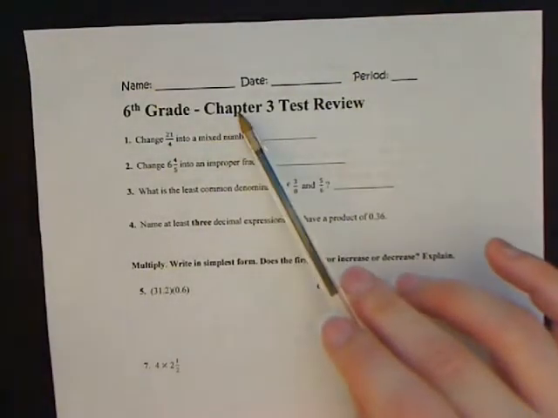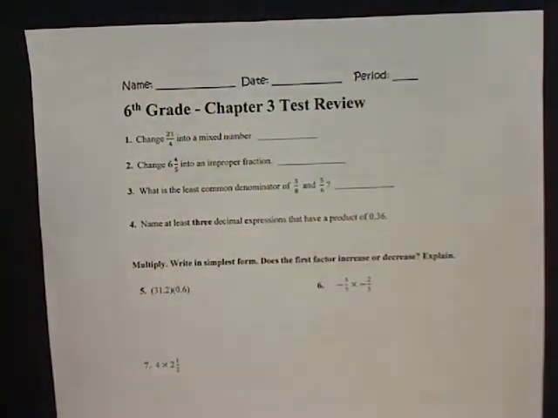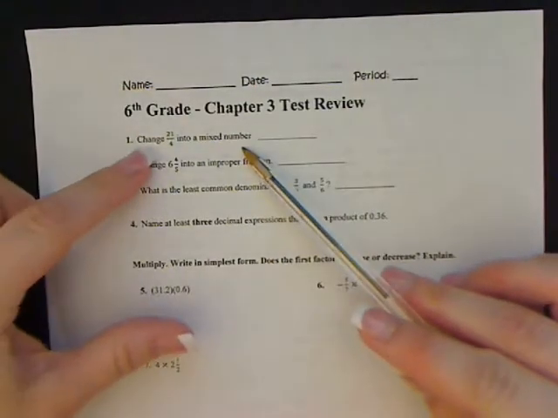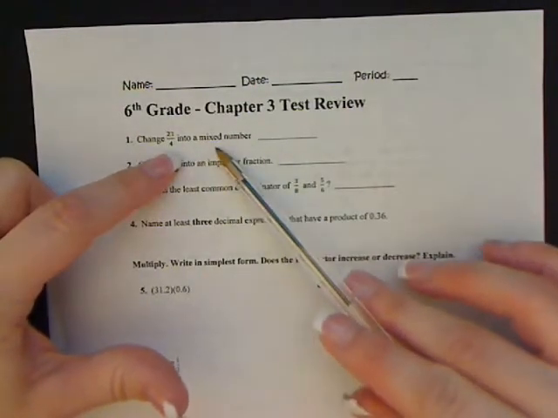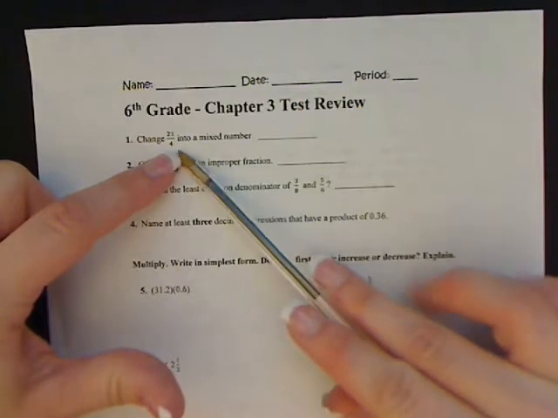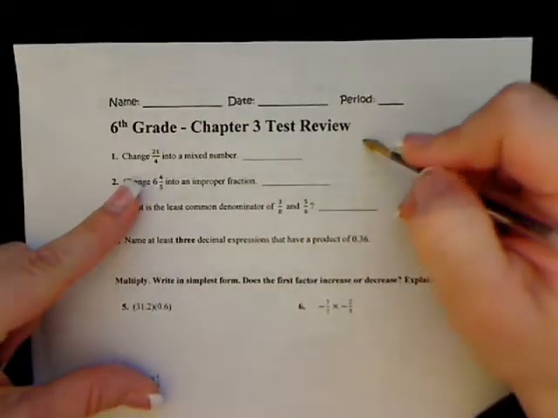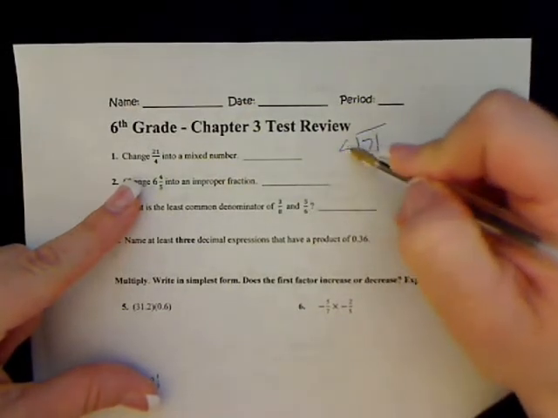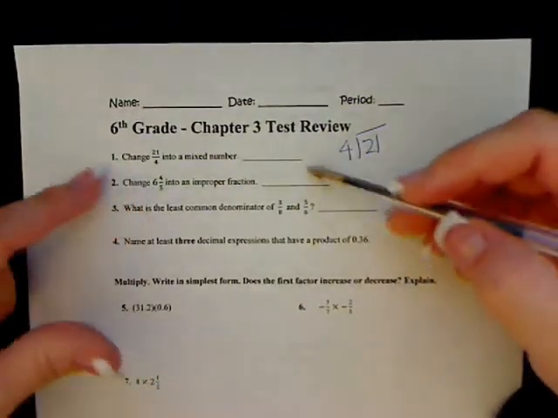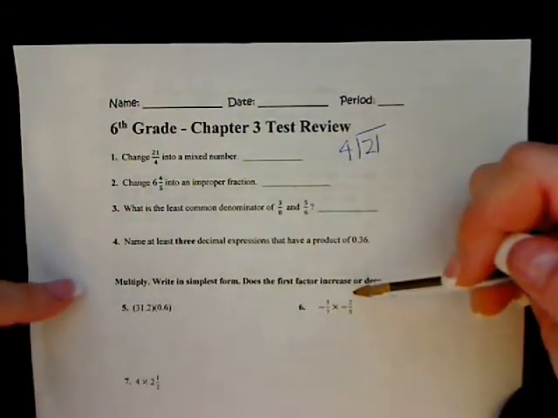Alright guys, we're going to do our Chapter 3 test review for core. So first things first, change 21 over 4 into a mixed number. Well, to change an improper fraction into a mixed number, you divide. Top in, bottom out. Make sure you write down everything that I write down because you are going to be able to use this test review on the test.